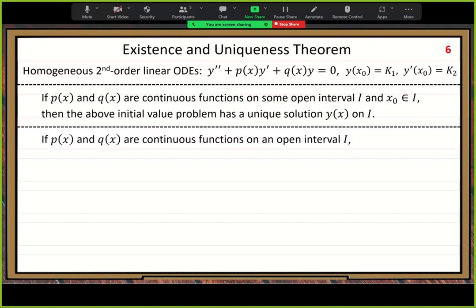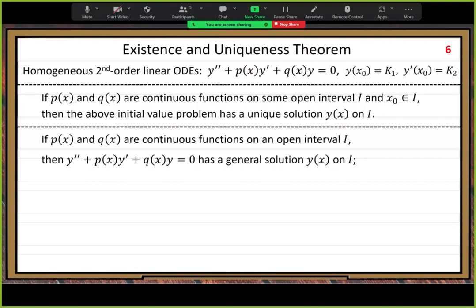When you see has a unique solution, it already includes existence and uniqueness. Existence, you have one. Unique, only one. So this short statement already covers both existence and uniqueness. So simple, the statement.